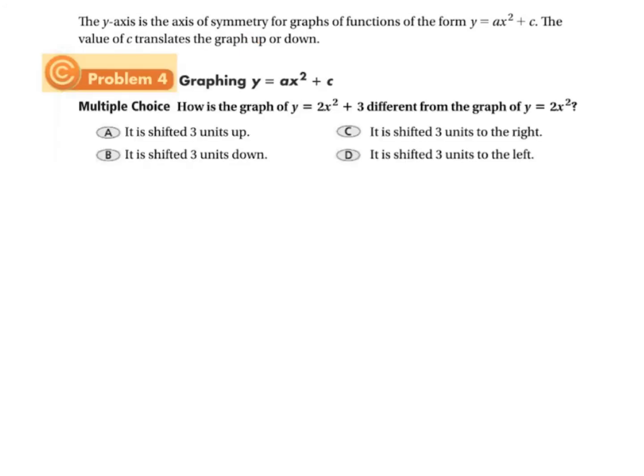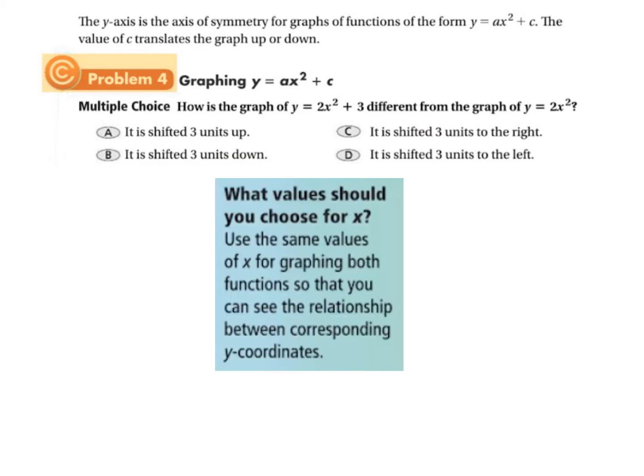Okay, one last big idea here is that a c value, a constant value at the end, will just shift the entire parabola up or down. And we're going to explore why that is. Let's take a look at this. y equals ax squared plus c, where we have a constant value. How does the graph of y equals 2x squared plus 3 differ from just y equals 2x squared? It's shifted somehow. How is it shifted?